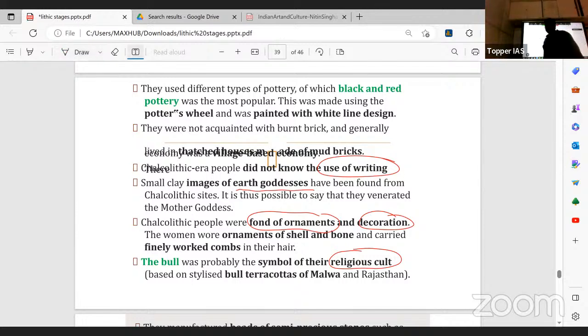Right, so pottery was black and red, painted with white line design. They did not know the use of writing, but they worshipped the image of the mother goddess. They were fond of ornaments and decoration. The ornaments were made of shells and bones, and the bull was probably the symbol of a religious cult.